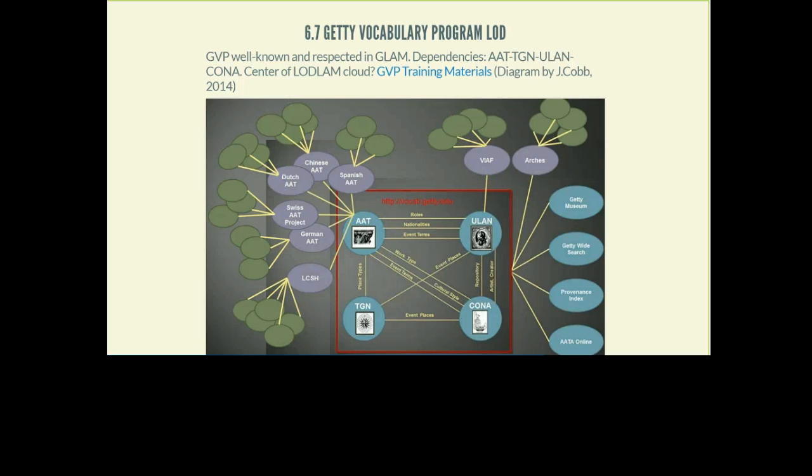So in ULAN, you have things like birth and death place and other events. All of these refer to TGN. And then you have connections from ULAN out to VIAF. Well, first of all, let's mention the internal Getty systems.